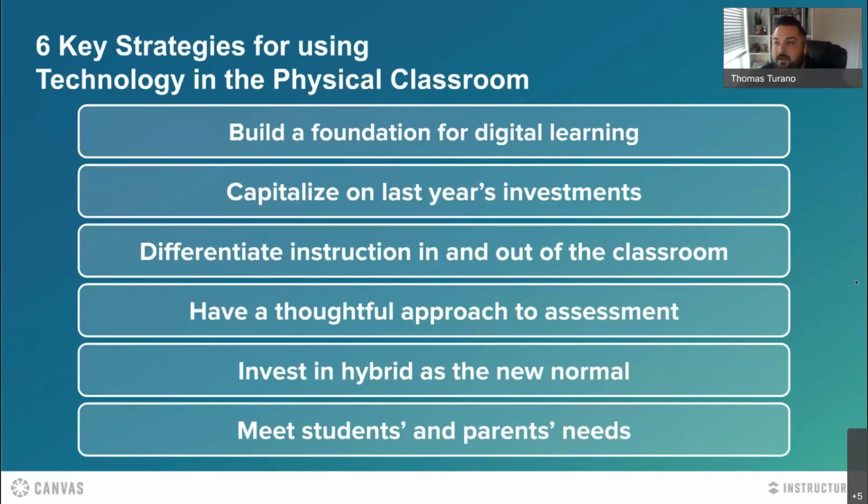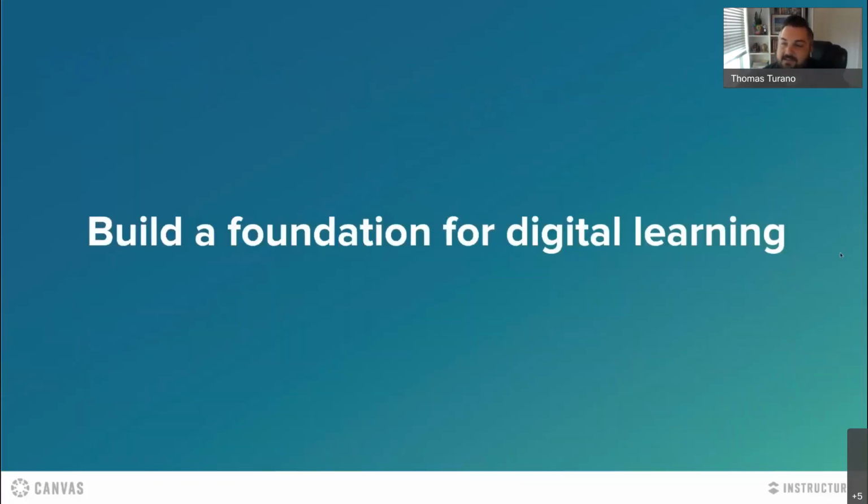On the screen for the audience, you'll see 6 strategies for using technology in the physical classroom. We'll give you a link to this list, I should say, at the end, so don't feel rushed in having to screenshot it. But I do want to dive into each of these points. So for the first one, I think building a foundation for digital learning, definitely the most important. I'm going to ask our panelists each a question, and then we'll kind of take it from there.